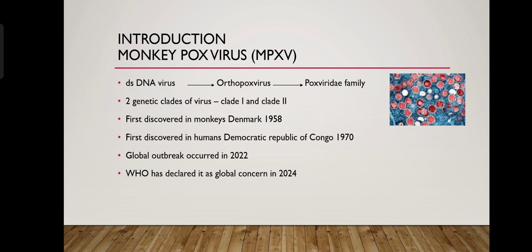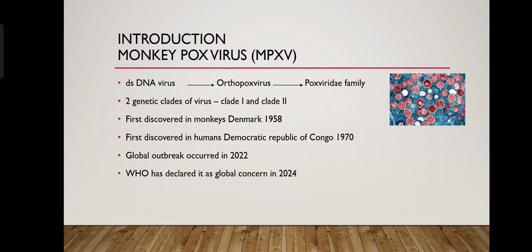It is a double-stranded DNA virus which is derived from the orthopoxvirus genus, in the Poxviridae family. It also includes variola, cowpox, vaccinia, and other viruses. Two genetic clades of the virus have been found, clade 1 and clade 2, and clade 2 became an outbreak in 2022.